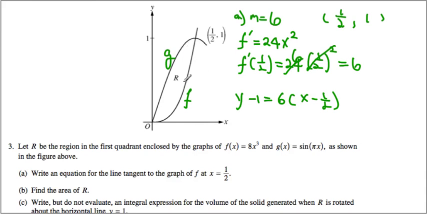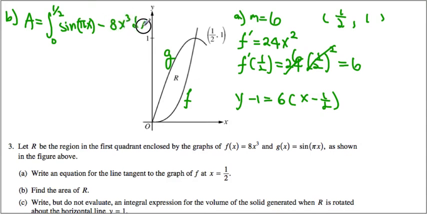Since this is between two curves, the area goes from 0 through 1/2 in terms of x, and the upper one is g, which is equal to sine of pi x, minus the bottom one, 8x to the third power, dx.